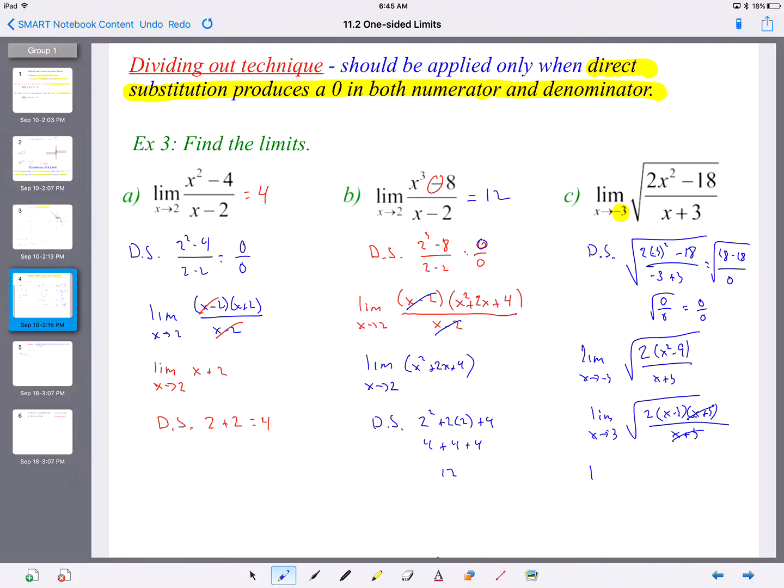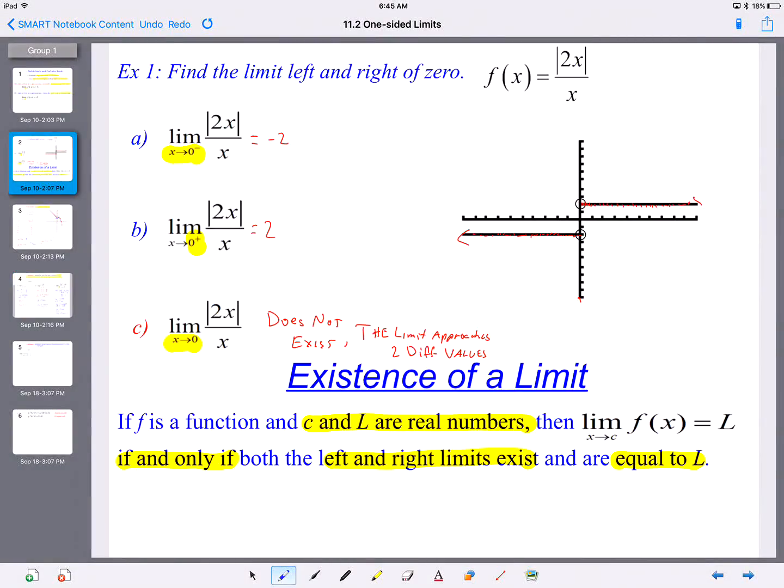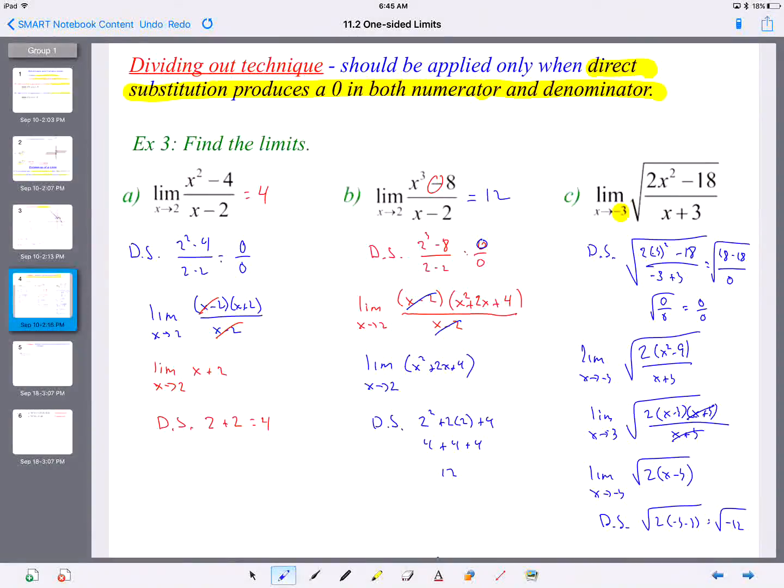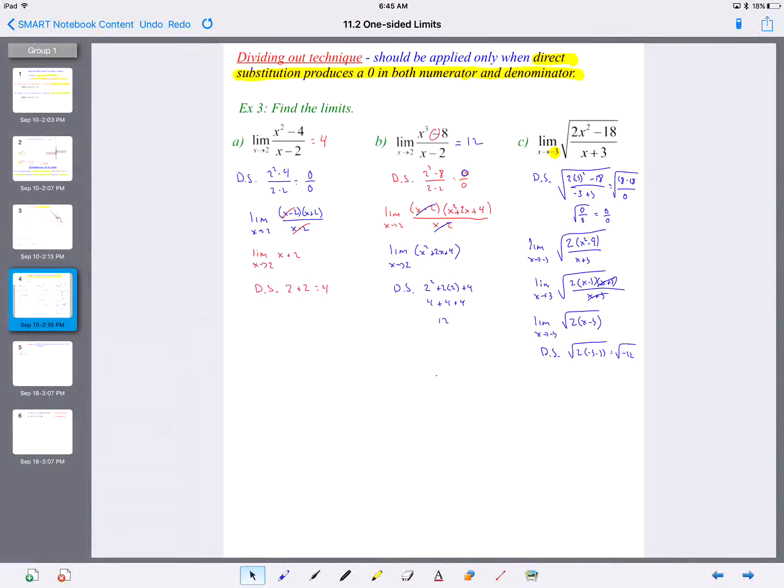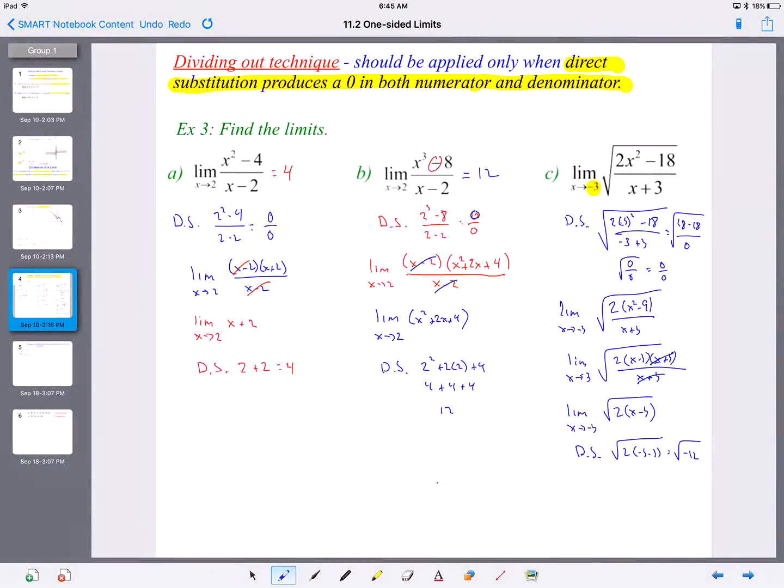So those cancel, and now you're left with the limit as x approaches negative 3 of the square root of 2 times x minus 3. And so now you can turn around and plug in, do your direct substitution again. And so we have the square root of 2 times negative 3 minus 3, which would be negative 6 times 2 is negative 12. Well, go back to our definition. We are only dealing with real numbers. So when we go back, this is not a real number, so this limit does not exist.